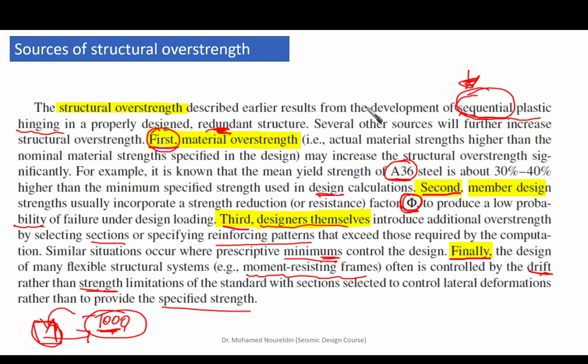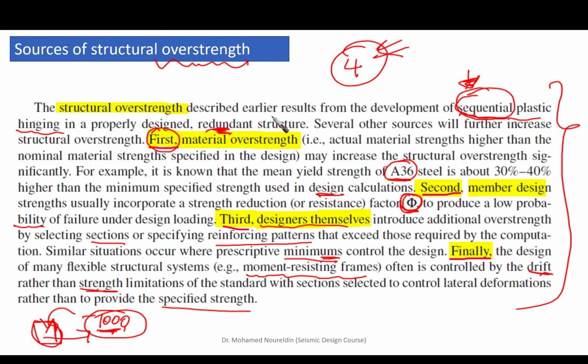So these are the sources. If I'm going to ask you what are the sources of overstrength, then you can tell me that we have 4 main sources of overstrength, and you can list these 4. Overstrength of material, member design strength reduction factor, designer safety factors, and finally the stiffness controlling of some elements.